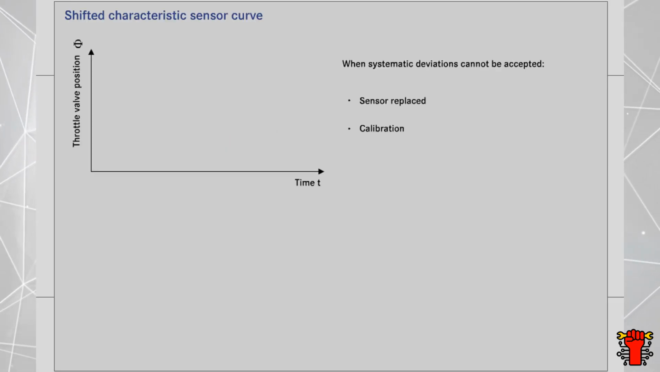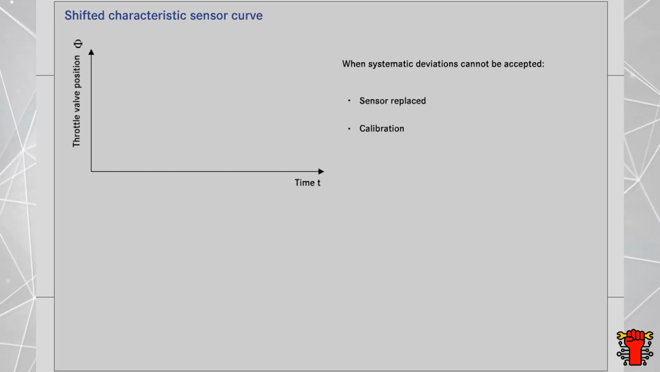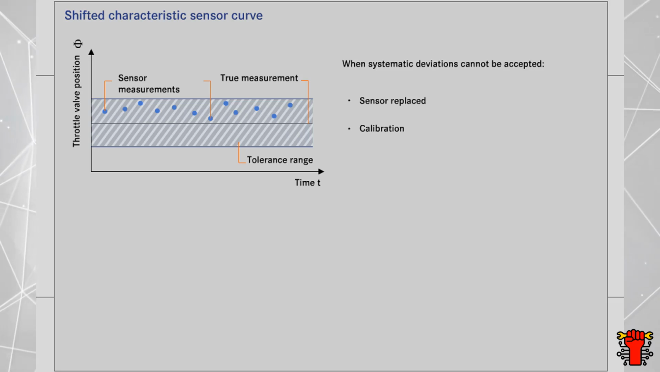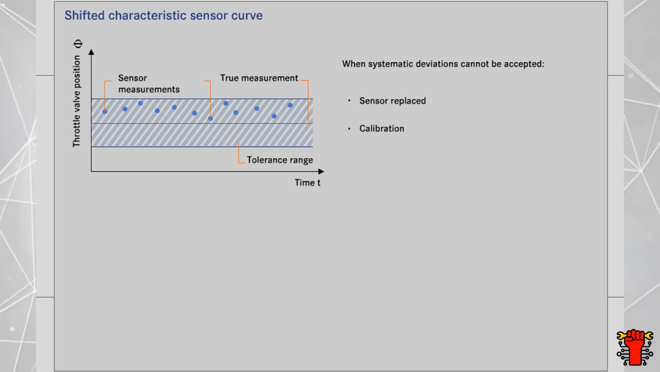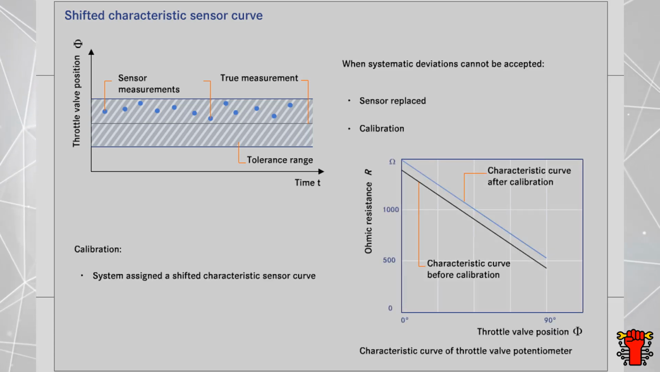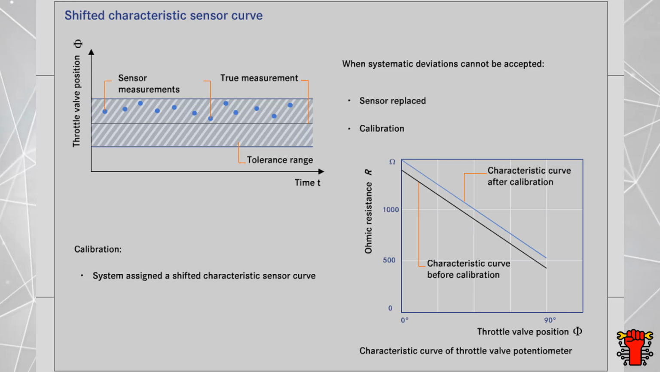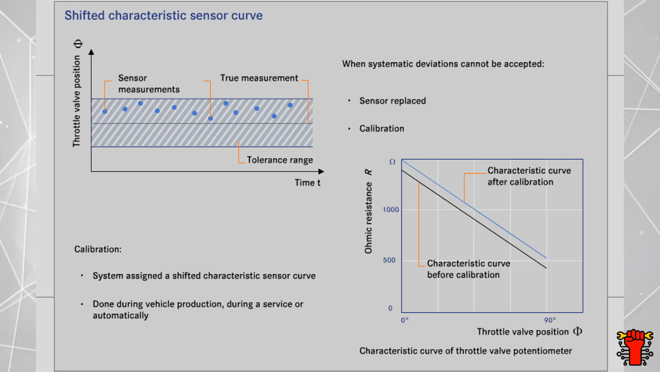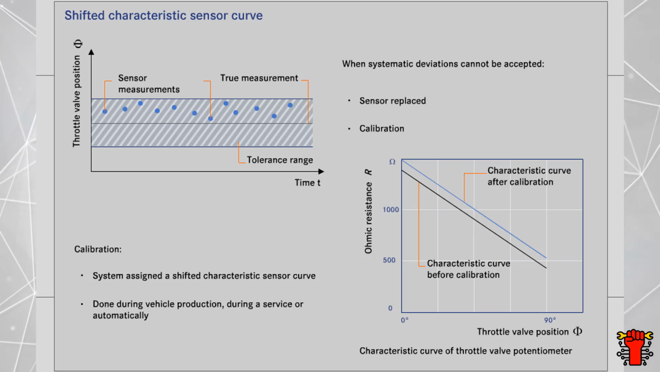If a sensor's systematic deviations are not acceptable, it must be replaced or calibrated, depending on the system. If, for example, the measurements of a throttle valve potentiometer are continually above the true measurement, it would be worth calibrating the system to assign it a shifted characteristic sensor curve in which the systematic error is incorporated. Calibration can be done during vehicle production, during a service, or automatically by the system concerned.